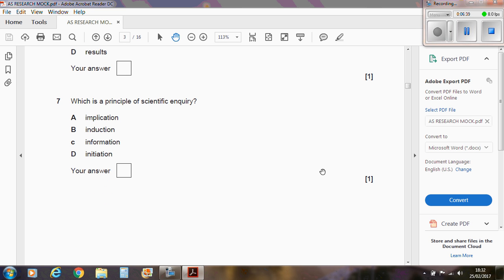Number 7, which is a principle of scientific inquiry. Now this was kind of one where you would have had to have used your common sense. If you look at all 4 of those options there, so implication, induction, information, initiation, I've only actually taught you one of them, so it's obvious that it's going to be that one. Never ever have I mentioned implication or information or initiation, but I have taught you about induction because we looked at induction and deduction. So I talked about inducing a theory, so that was the answer to that question.